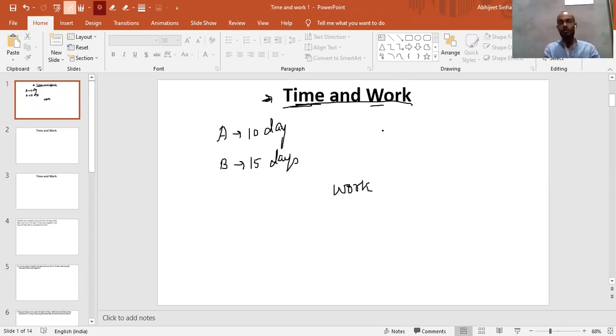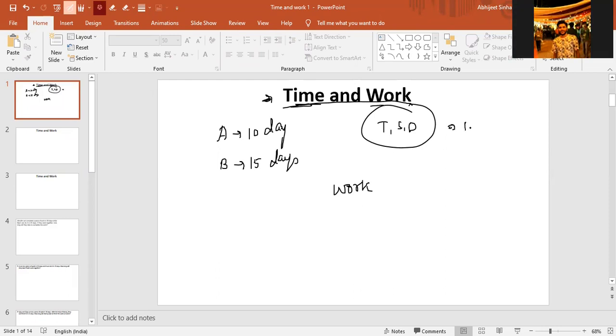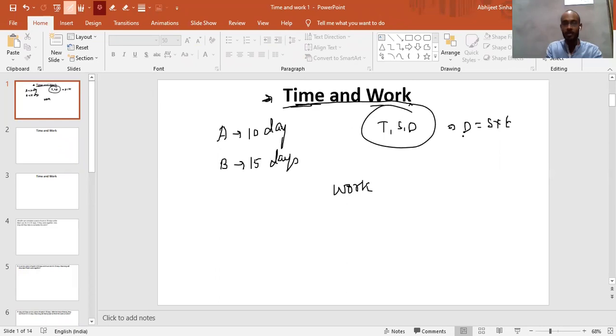If I ask what is the relation between time, speed and distance, can anyone tell me? Speed equals distance by time. Definitely everyone answers that distance equals speed into time. So here in time and work, it is the same. Here is also time, but instead of distance here is work, and instead of speed here is efficiency, how efficient the person is. So work is nothing but time into efficiency.